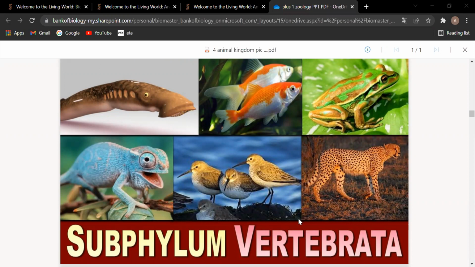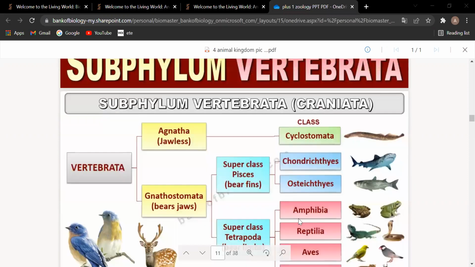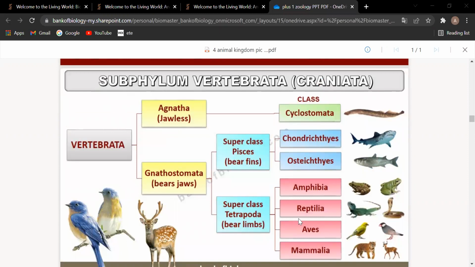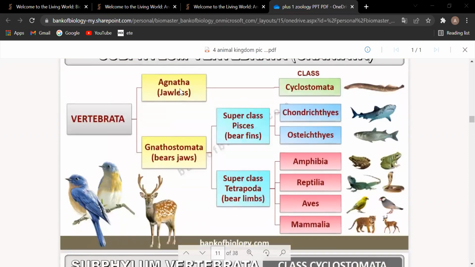Subphylum Vertebrata, they are also called as Craniata because of the presence of cranium. See this. So Vertebrata is further classified as Agnatha, that is jawless, and Gnathostomata, that is the one which is going to have jaws. Agnatha has only one class, Cyclostomata. But Gnathostomata has two super classes, Pisces and Tetrapoda. There are two super classes, Pisces and Tetrapoda.